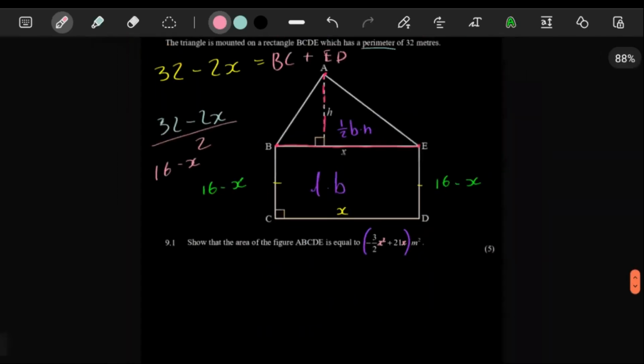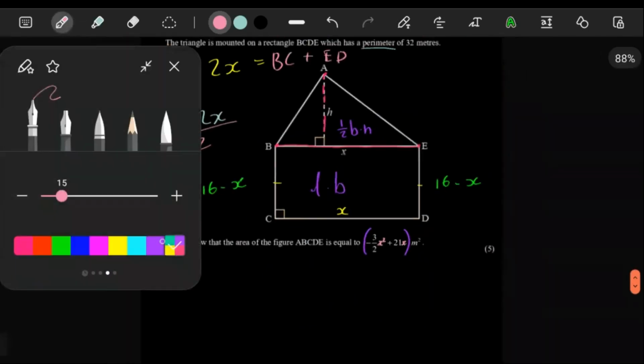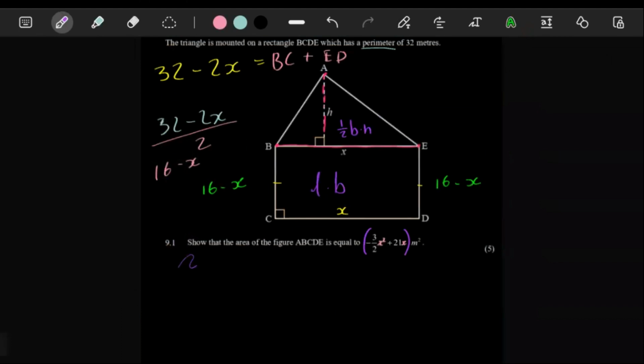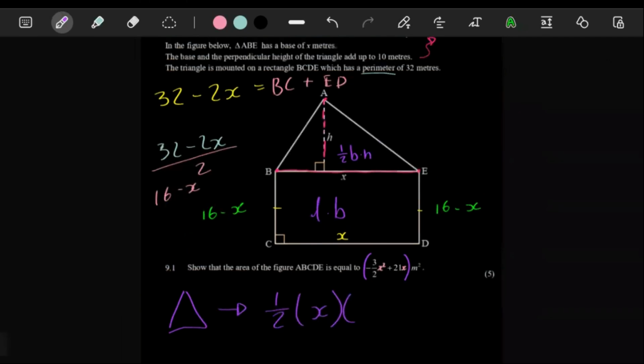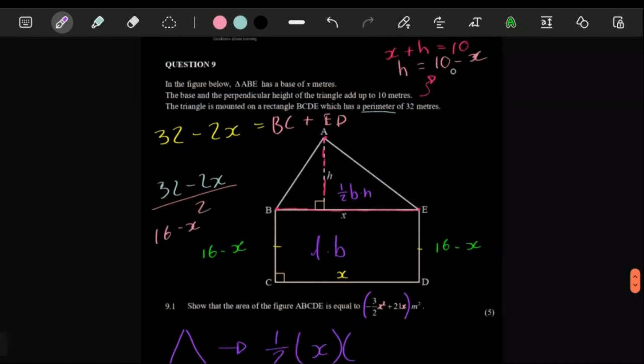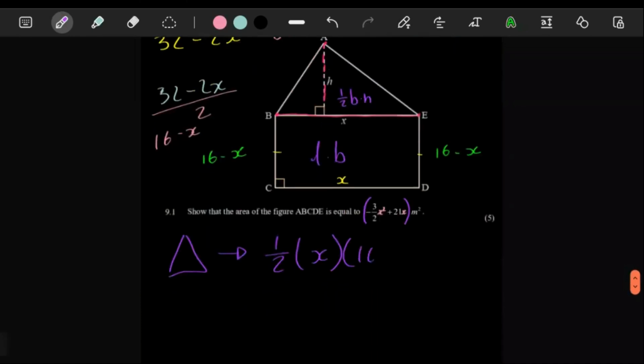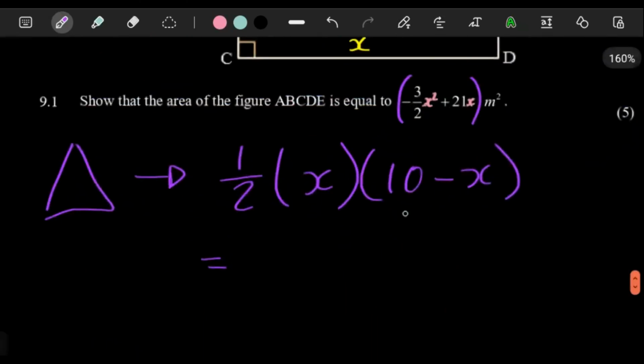So in terms of us now getting the area of our shape, we already know that we have to get the area of the triangle, which is going to be a half multiplied by the base multiplied by the perpendicular height, 10 minus x. And what we know is this, we just have to leave it as an expression, you see. This is just a half x, and then here 10 minus x, right? If you want to multiply inside, it's fine.